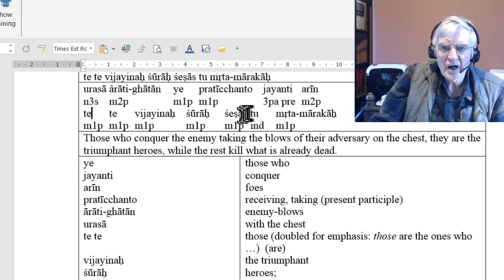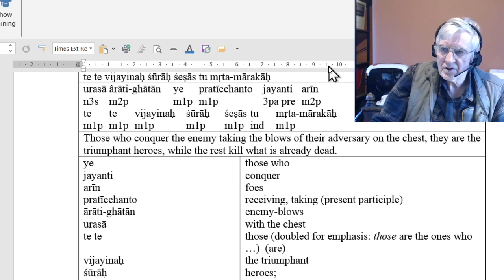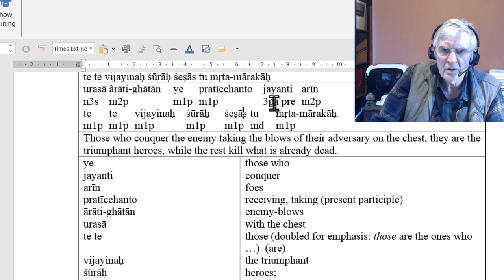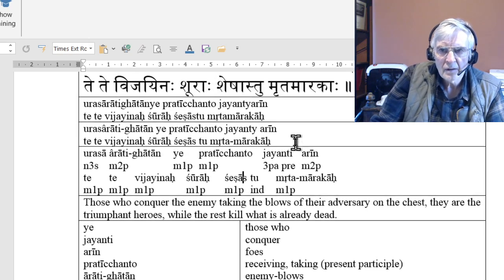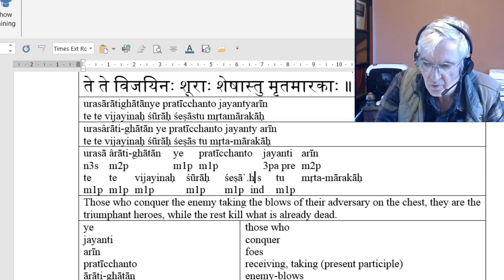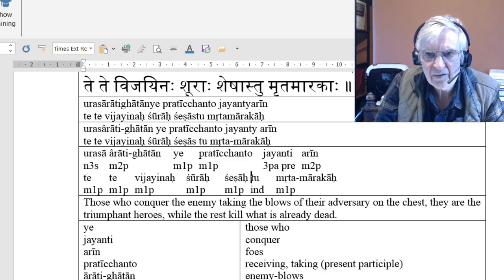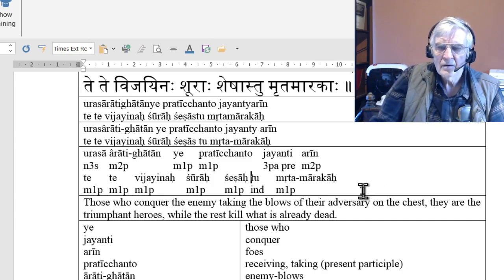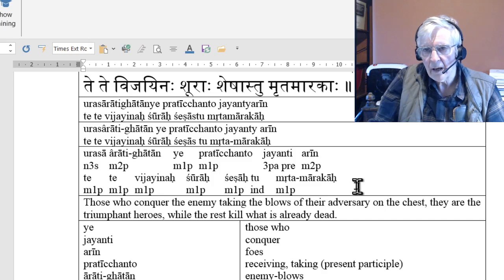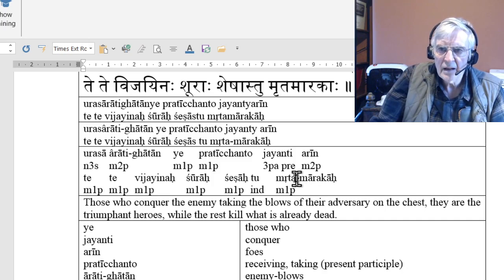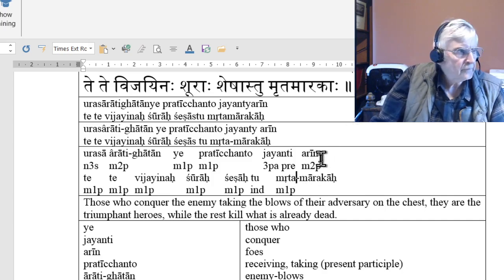Sheshastu, shesha, that which remains, that which is left over, therefore everything else. Sheshastu, as for the rest, as for the remainder, masculine plural. I'll just change this to sheshahtu to show you that without the sandhi. There we are. Sheshahtu becomes sheshastu by sandhi. As for the rest, mritamaraka, the killers of what is already dead. So mrita, from root mri, to die.